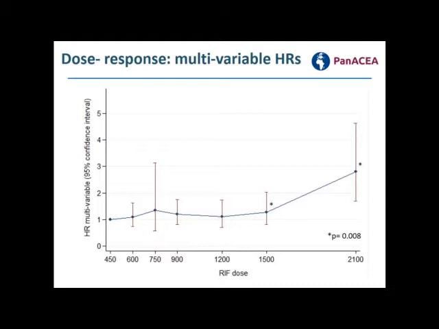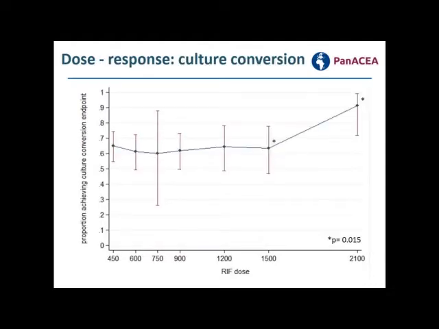Another variable that can be graphed in this way is the proportion of patients who achieved the culture negativity endpoint over 12 weeks. Again, this is in liquid media, so it's a relatively low proportion achieving a culture negativity endpoint. But what you can see here as well is, again, up to 1500 milligram, there's not a lot of change, and a significantly higher proportion of slightly above 90% achieved culture conversion when they got 2100 milligrams of RIF.